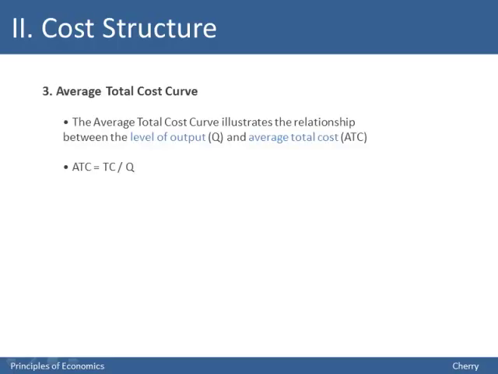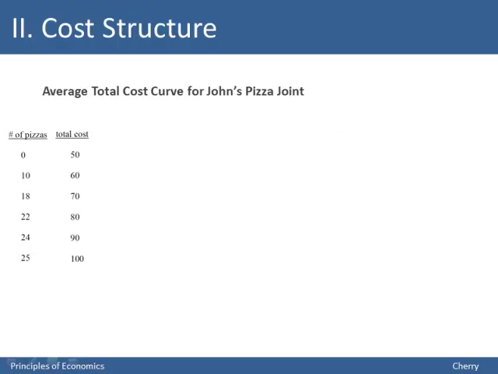So now let's look at average total cost. This relates the level of output to the average total cost. It is just essentially taking total cost and dividing it by Q. Right? So average total cost equals total cost divided by Q. And you're seeing how average total cost varies over output levels.